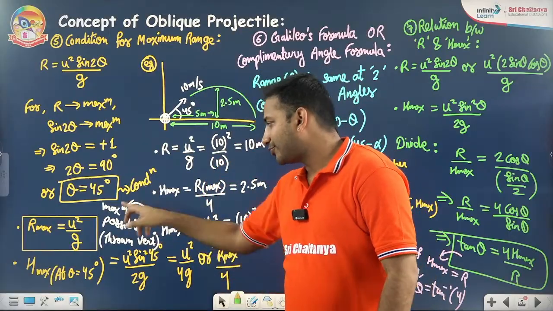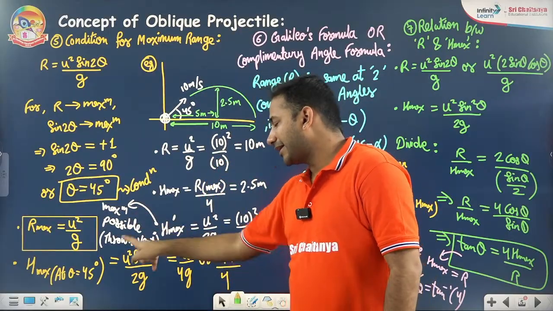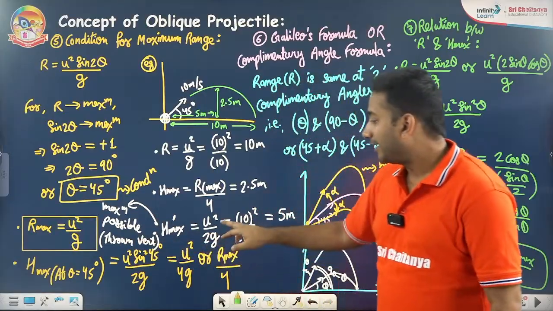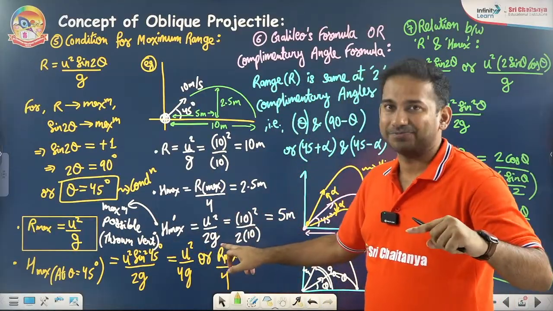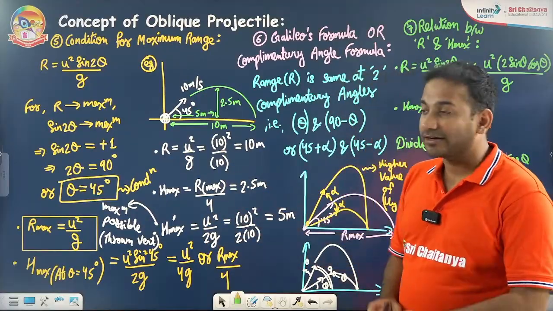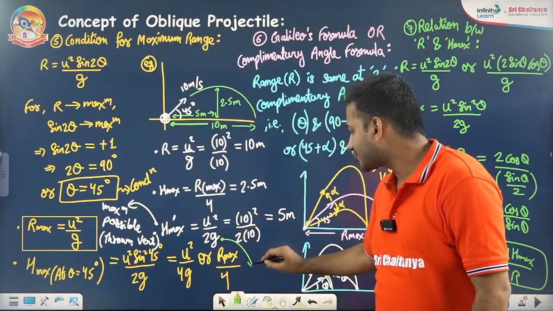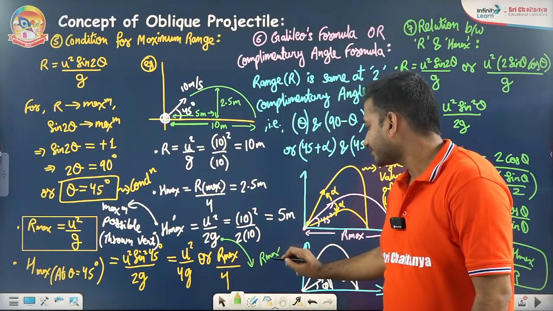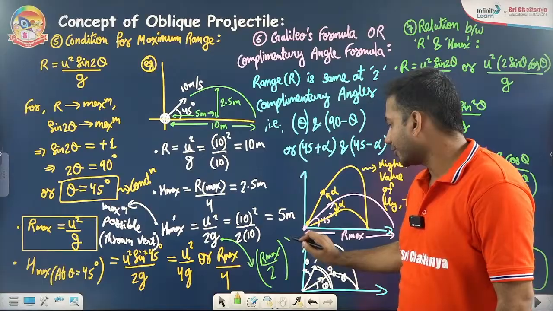When it is thrown vertically, the maximum possible H max is given by the formula U square by 2G. It's not the formula R max by 4, it is the formula U square by 2G. So that comes out as half of range, R max by 2. R max by 2. This is important.